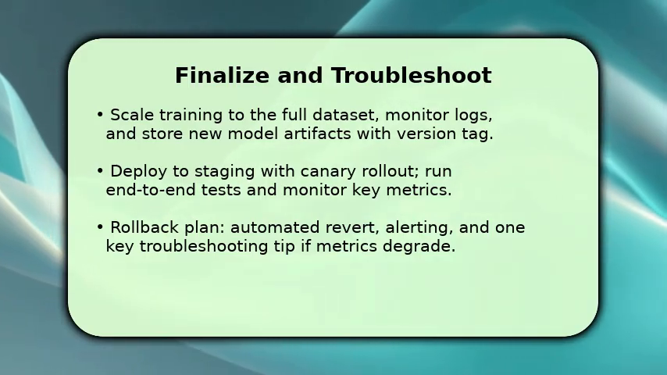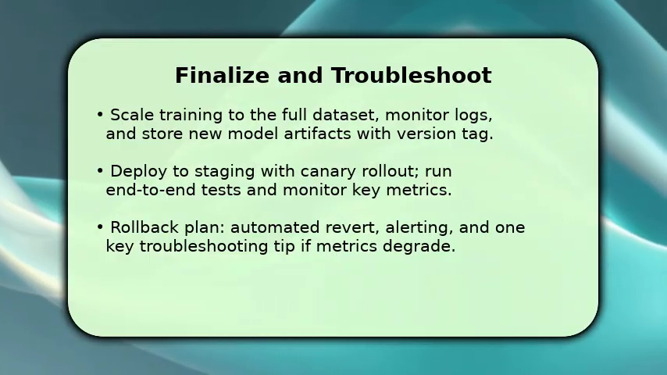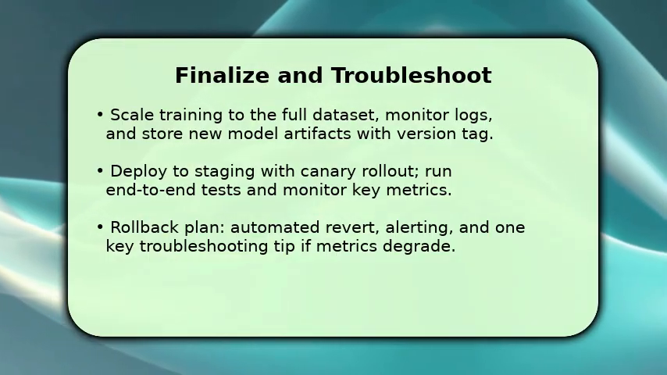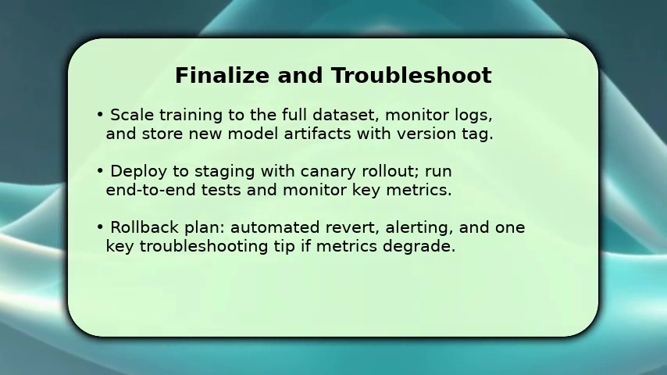If metrics degrade, revert immediately using the tagged backup and examine recent change sets. A focused diff of training config and dependency updates usually reveals the culprit. Make sure to communicate.